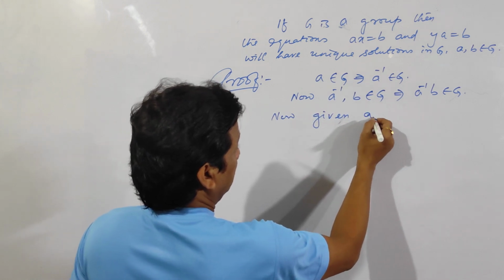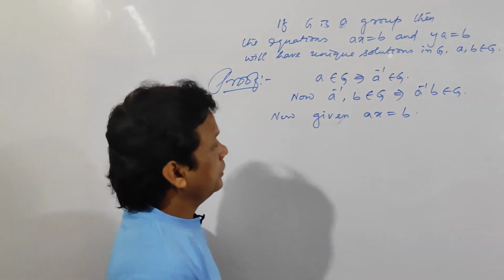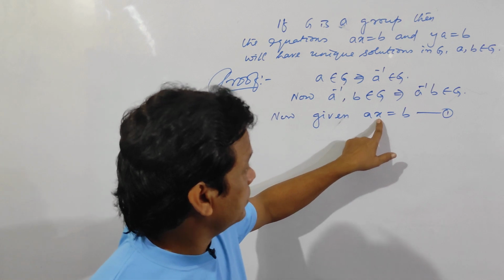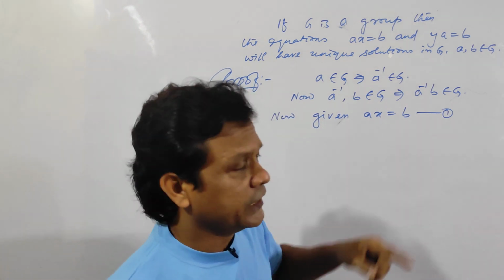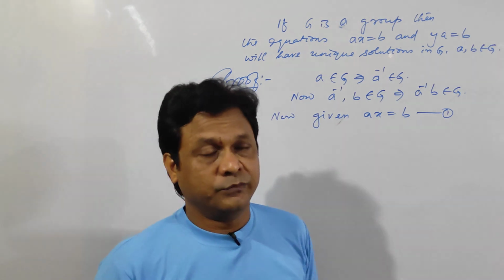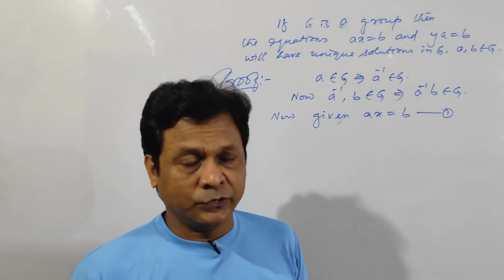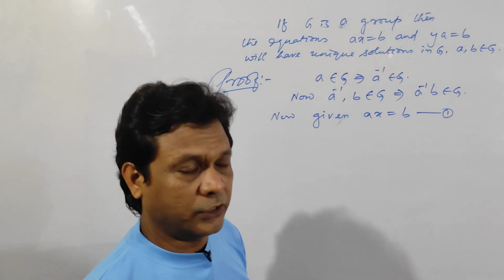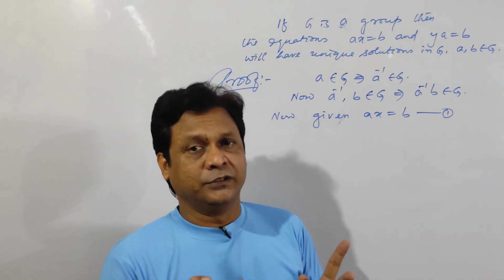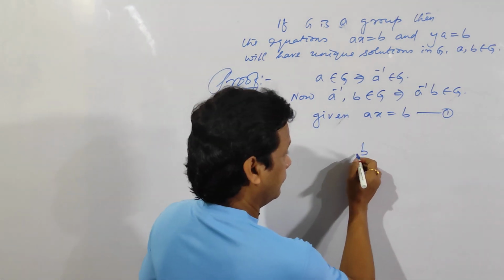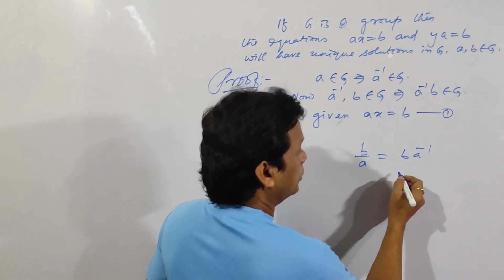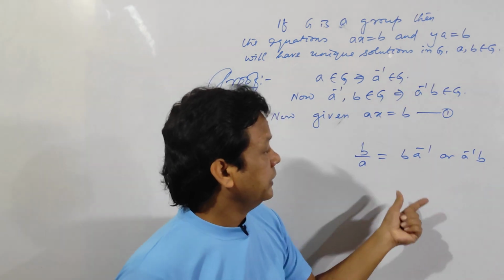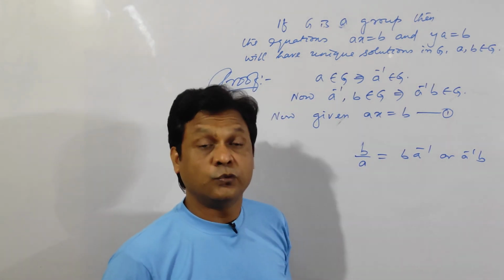Now, given AX is equal to B, please tell me what should be the value of X so that this equation will satisfy. All of you will tell that the value of X should be B by A. Okay, 100% correct. But my question is that B by A will be equal to B into A inverse or A inverse into B for this equation. Which one is correct? B into A inverse or A inverse into B? Which one you should write?